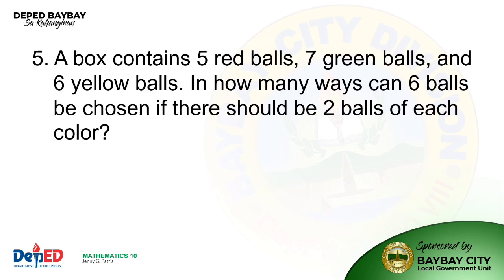Number 5. A box contains 5 red balls, 7 green balls, and 6 yellow balls. In how many ways can 6 balls be chosen if there should be 2 balls of each color? You are given a few seconds to answer. If your answer is 3,150, then you are now in the mastery level.